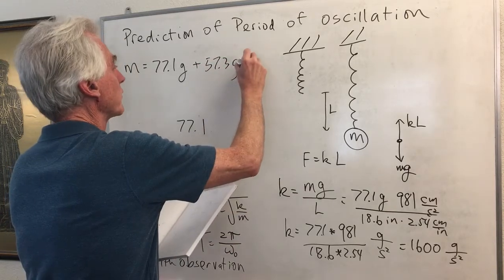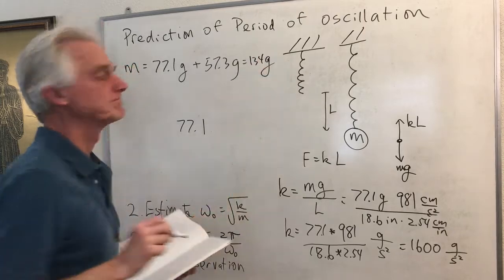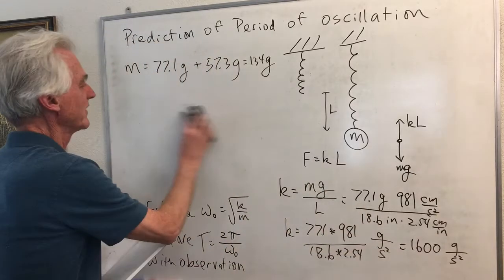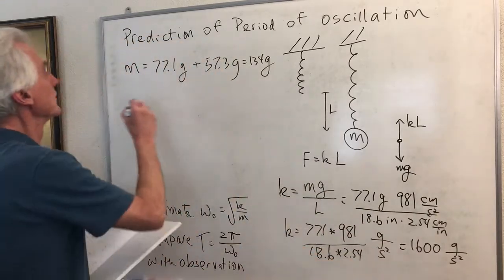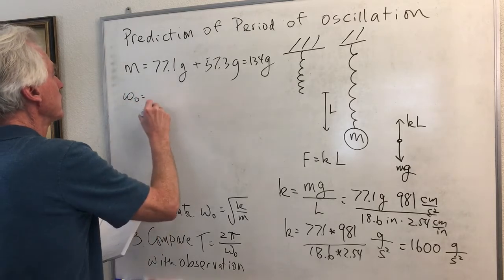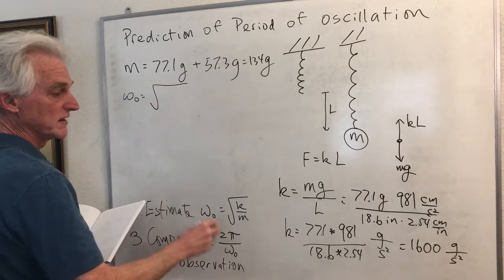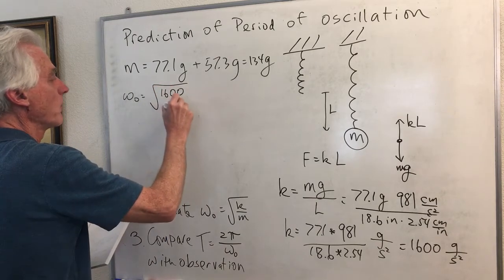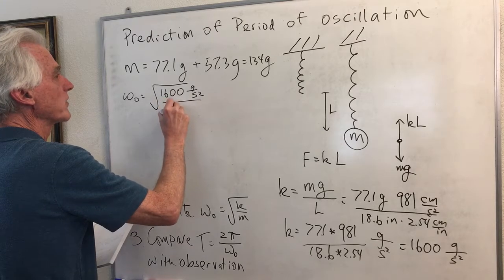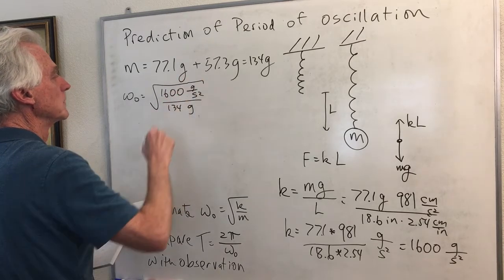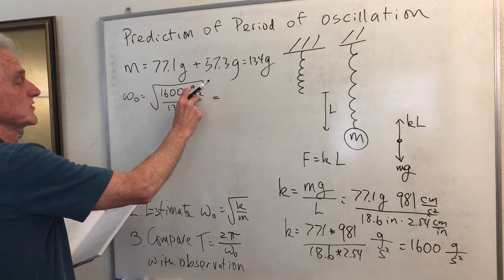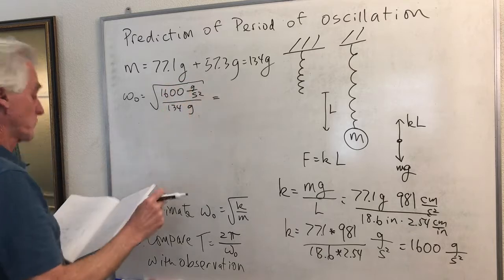And that gives me 134 grams. All right. So now I can get rid of that 77.1. All right. So omega naught is square root of K over M. So that is the 1600 grams per second squared divided by 134 grams. Okay. The grams cancel and seconds squared is on the bottom, but it gets square rooted.